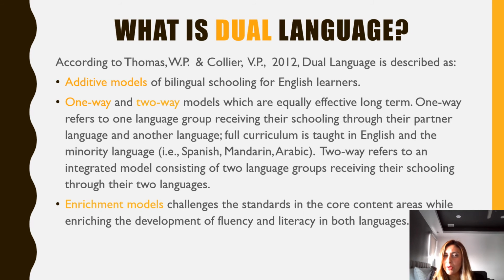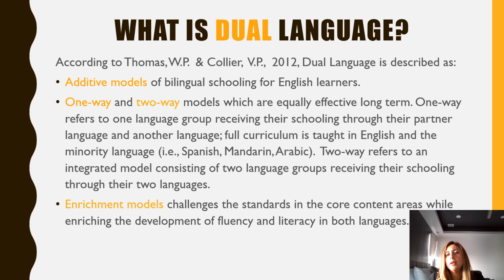What is dual language? Well, according to Thomas and Collier 2012, dual language is described as an additive model of bilingual schooling for English learners. Rather than subtracting the partner language, they value the partner language. The one-way and two-way models are equally effective long-term.